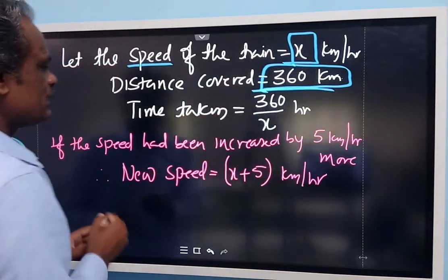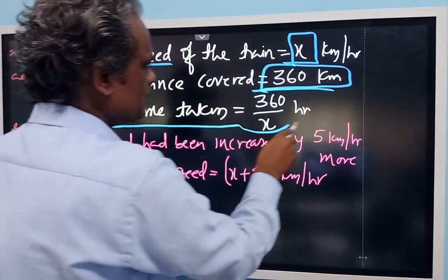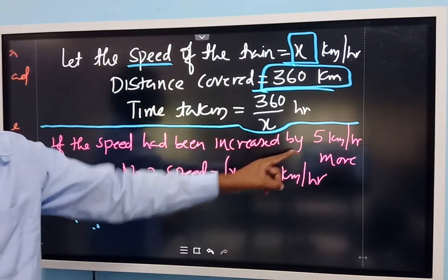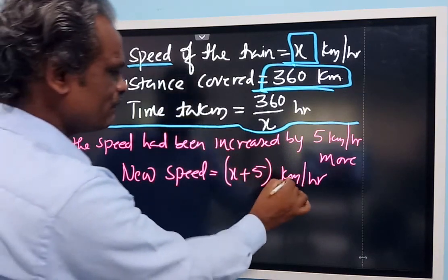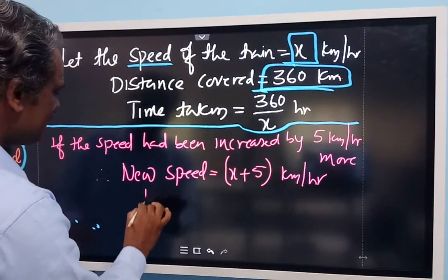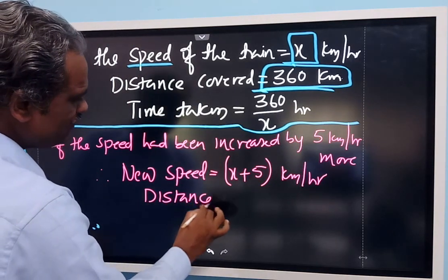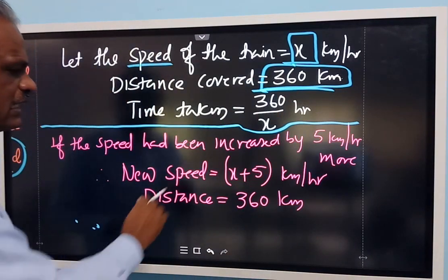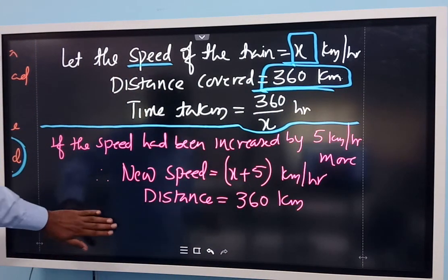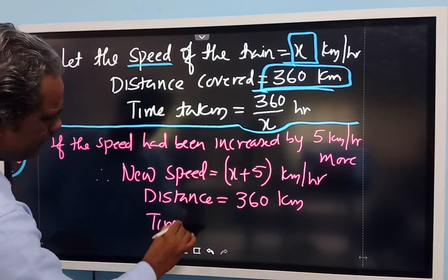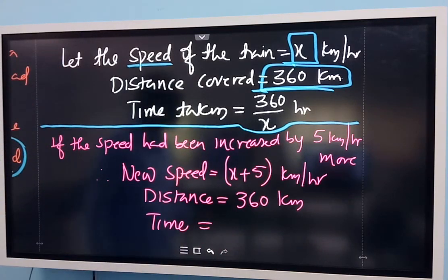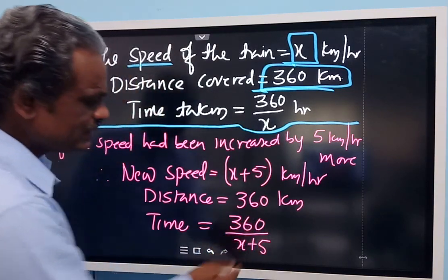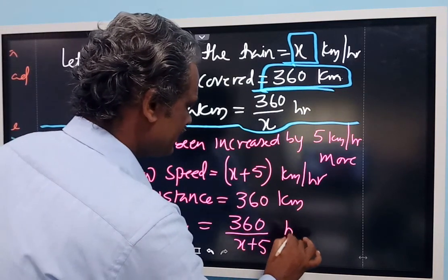Originally it was going at x, this is the first part of this question. The next part, if the speed had been increased by 5 km per hour, then the new speed will become x plus 5 km per hour, and the distance is not changing. The distance covered is the original 360 km only. So time taken will be 360 divided by x plus 5, distance divided by speed again, in hours.